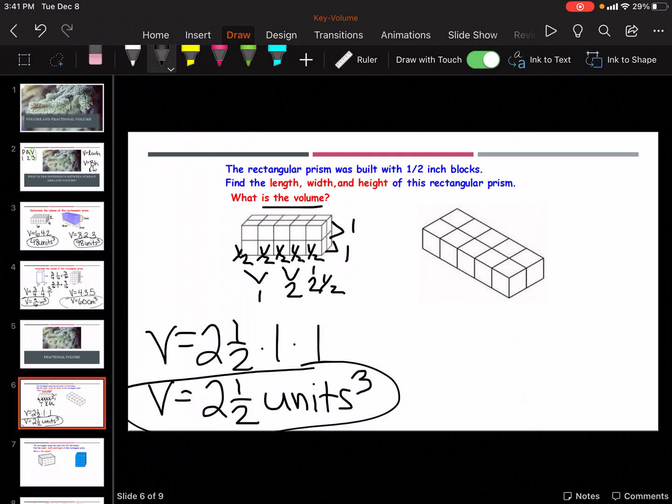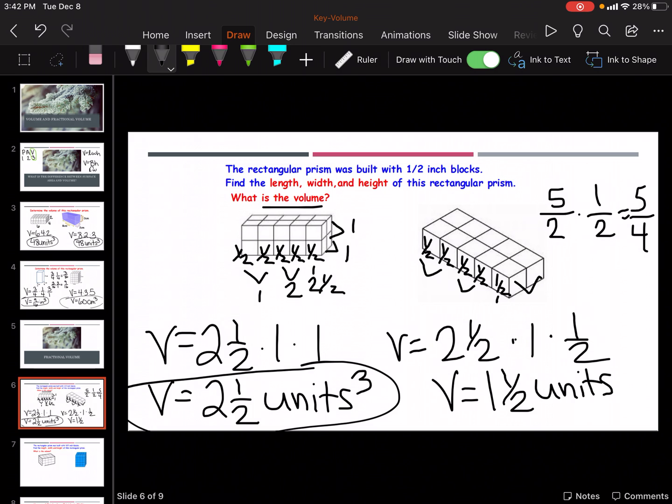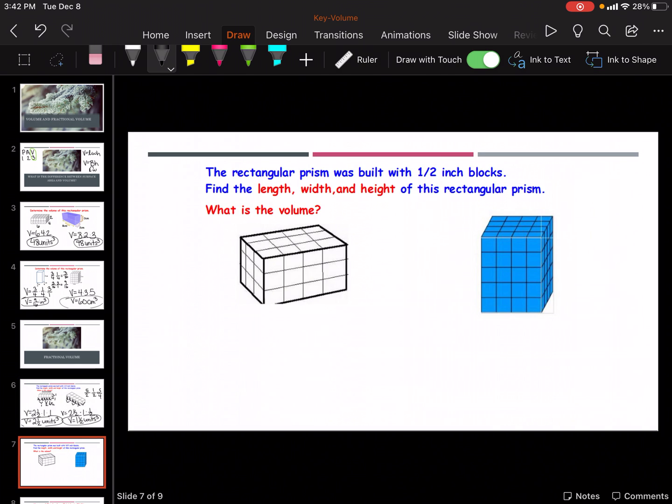Okay, so for the next one, it's 1/2, 1/2, 1/2, 1/2, 1/2, so that's again 2 1/2, times 1 times 1/2. We've got to cartwheel around, so that's 2 times 2 is 4 plus 1 is 5 over 2 times 1/2 gives me 5/4, which is a volume of 1 and 1/4 units cubed. Okay, so you try this one and then come back and check it.